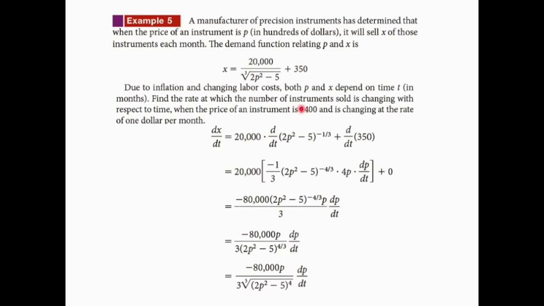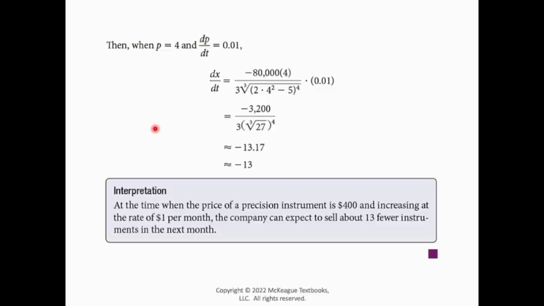And also we're given that the price is changing with respect to time of $1 per month. So when we put that in terms of hundreds of dollars, the change in p with respect to t is going to be 0.01. Once we plug in those values, we're going to get approximately -13. So what that tells us is that when the price of the instrument is $400 and it's increasing at a rate of $1 per month, the company can expect to sell about 13 fewer instruments in the next month.